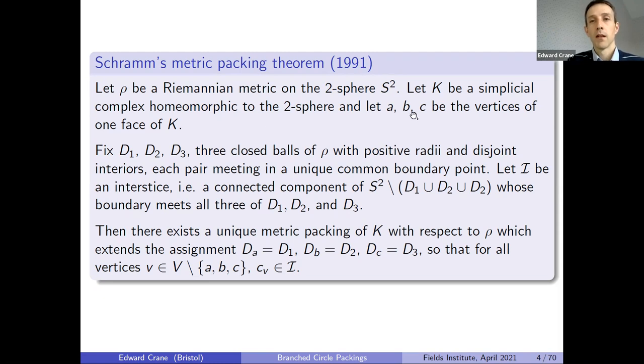So the idea is you pick yet another normalization, not the one which Elias talked about yesterday. You pick three vertices around a face of your complex, and you choose three closed balls, one to correspond to each one of those vertices, which have positive radii and disjoint interiors, and each pair of them meet in a unique common boundary point. So those three discs are good for representing the three vertices of one triangle. And then you have to choose an interstice. So that's a connected component of the complement of these three closed balls, whose boundary meets all three of them.